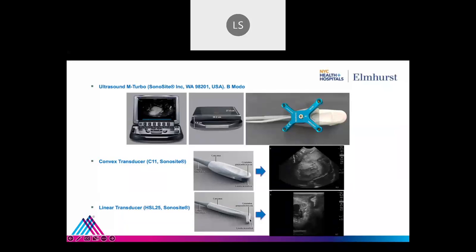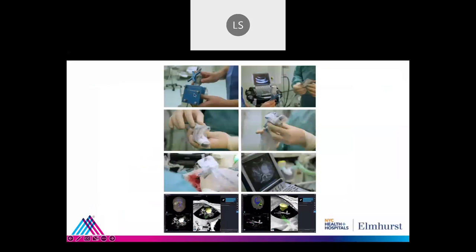The tip is narrow, so it's very useful at the end of the case when you want to assess for residual tumor. You can put it in the resection cavity, and we use it mostly for that at the end of the case. And this is basically how we prep. Of course, you have your tracker, and you have the frame.